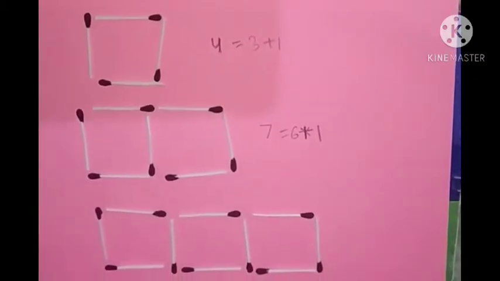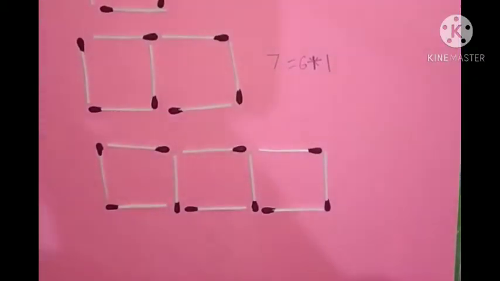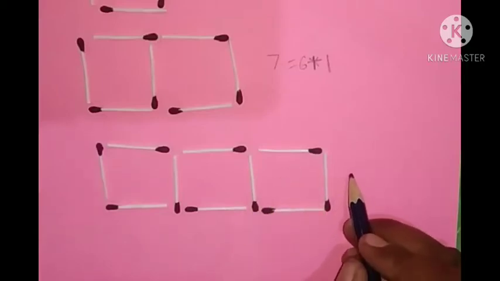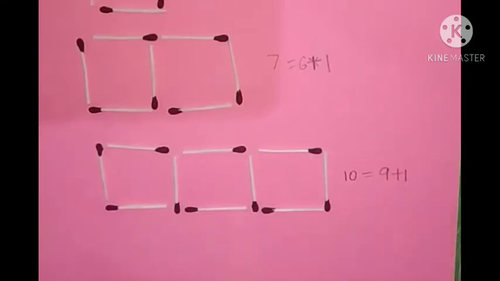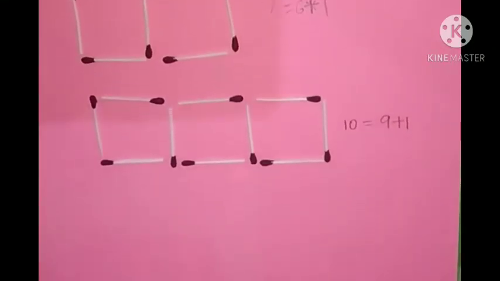Next you can see that here 3 squares have been made. 1, 2, 3, 4, 5, 6, 7, 8, 9, 10. How many matchsticks are used? 10 matchsticks are used. You can write it 9 plus 1. Like that, you can make another picture with the matchsticks, taking 4 squares. Means what you will do? You will add matchsticks like this.